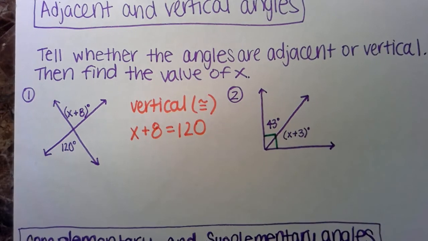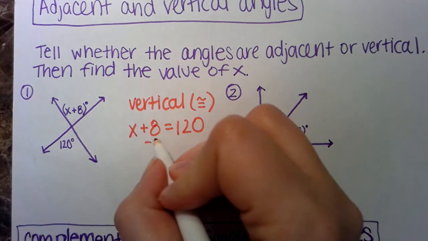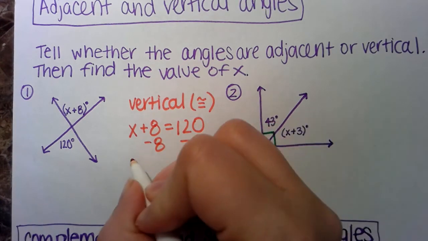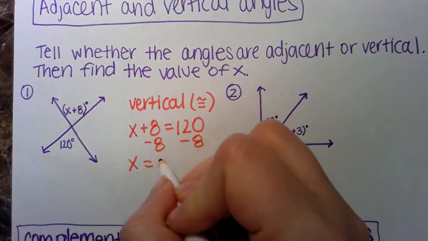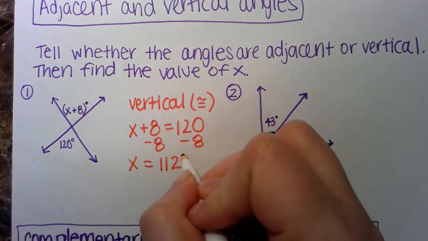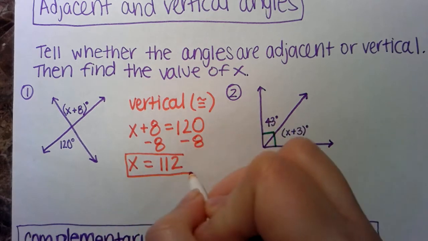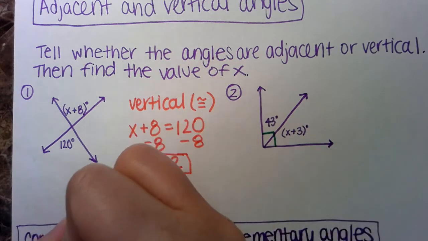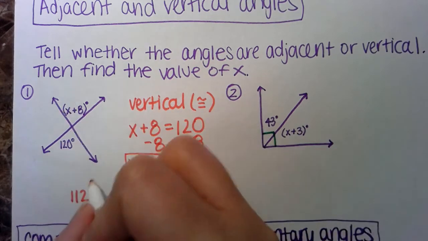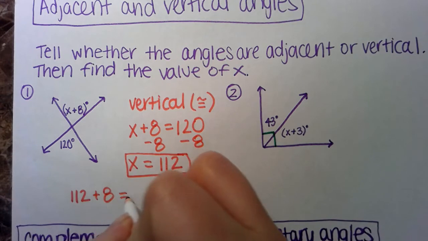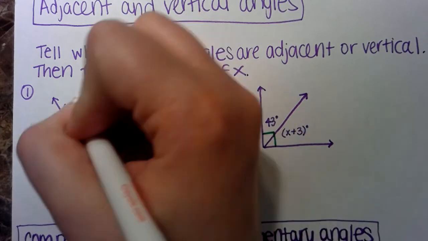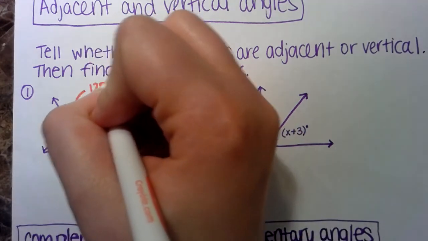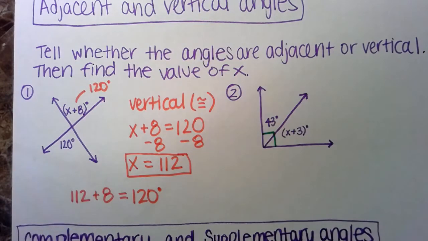For us to find x, we're going to get x by itself. So we're going to subtract 8 on both sides, and we get x equals 112. Now, to find the value of that angle, we're going to take 112, because we're going to put that in for x, plus 8 equals 120. So this angle right here is 120 degrees, which would make sense because they are vertical. So vertical angles are always congruent.